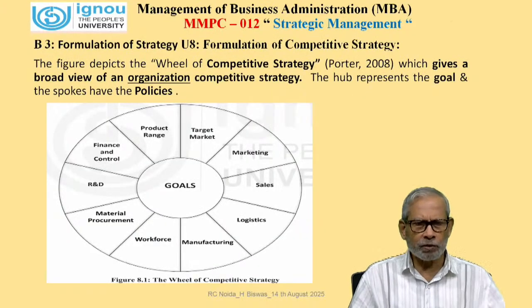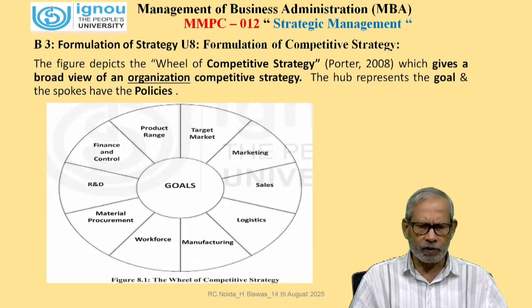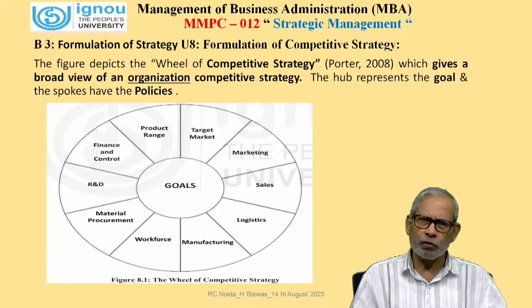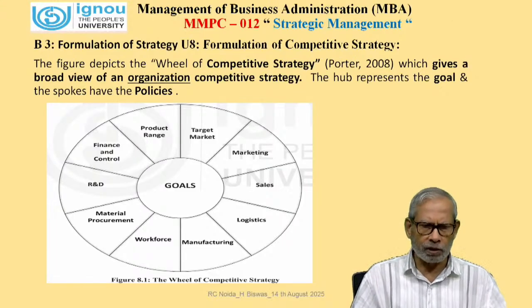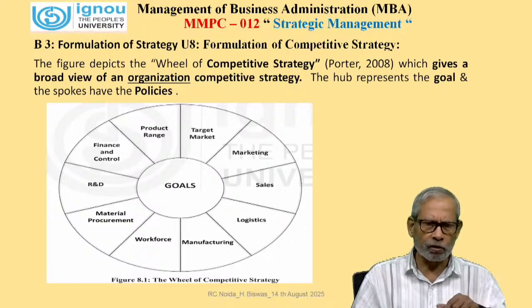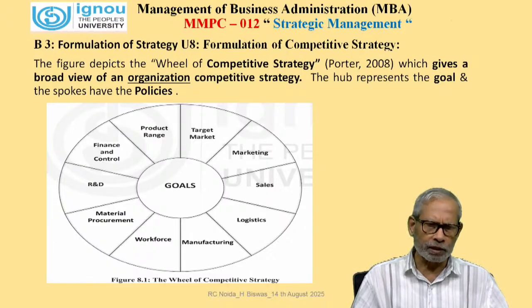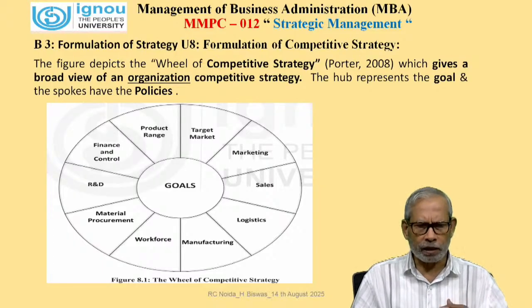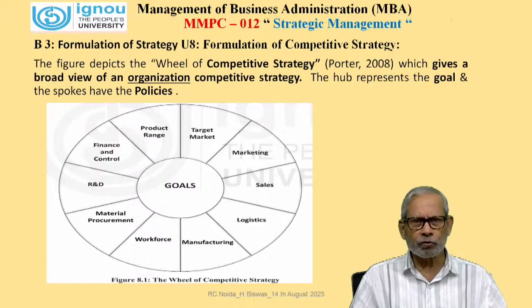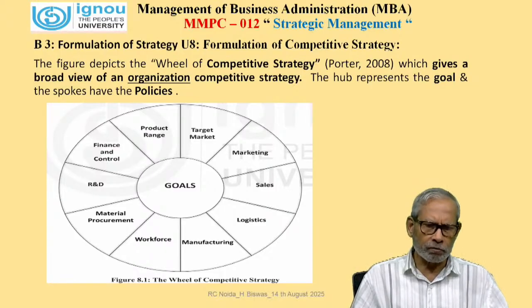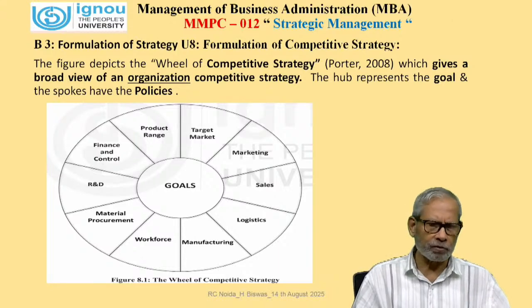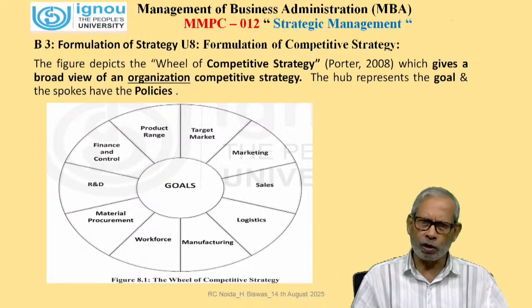Then there are some diagrams. There is a competitive strategy as a whole. The goals are basically already encompassed, or you can see the components, where the product range and other things are there, and logistics is also one of the parts. Then workforce, then your manufacturing units, manufacturing part, these are all to be considered.